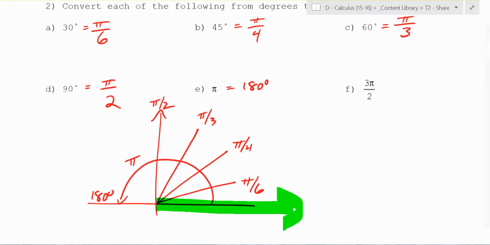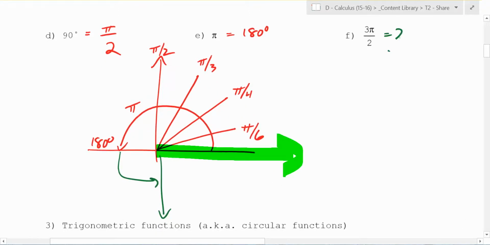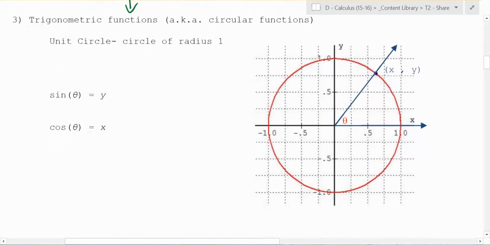What about 3 pi over 2? How many degrees is that? It's all the way to there. 270. So there are certain things about the unit circle that you just have to memorize. And when I say unit circle, I mean this. Unit circle means circle of radius what? 1. Circle of radius 1, exactly.